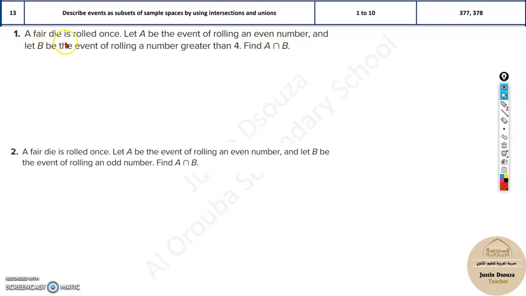Now, a fair die is rolled once. Let A be the event of rolling an even number. So A is the sample space of all dice rolls that are even, so that is 2, 4, and 6. Because a die, you know a die, right? It has 6 faces, and there will be numbers 1 to 6 on the faces. All the evens are 2, 4, 6.